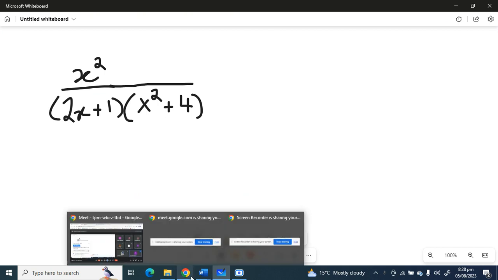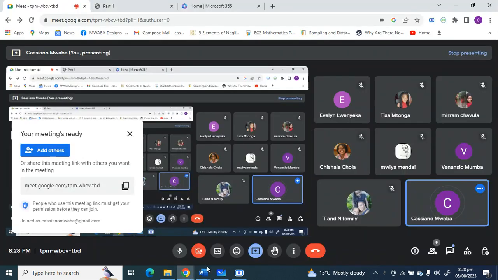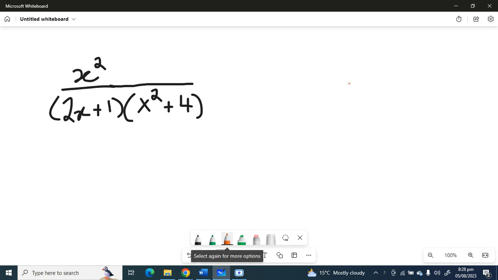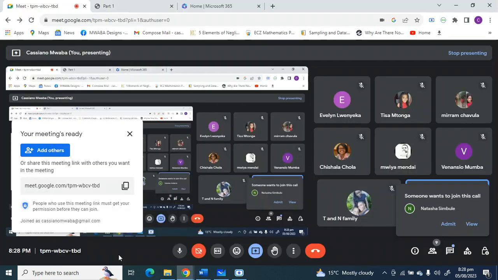Colleagues, is this a proper or an improper fraction? Anybody to give this a try? Is this a proper or an improper fraction? Because that is step one. Step one, whether it's a proper or an improper fraction. That's the first step you need to do.